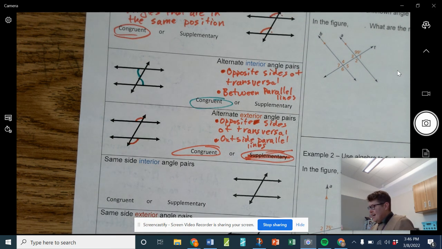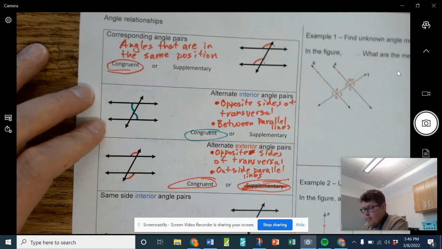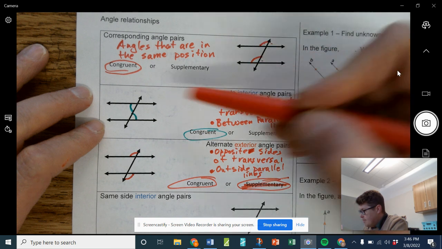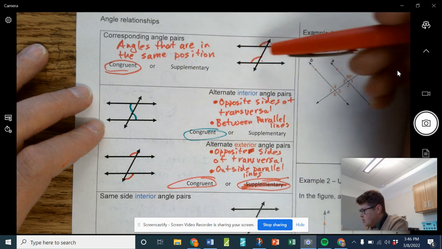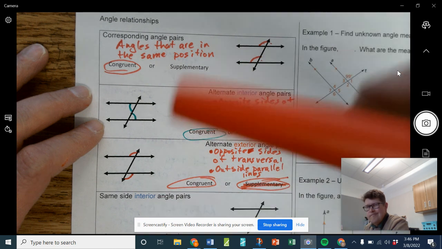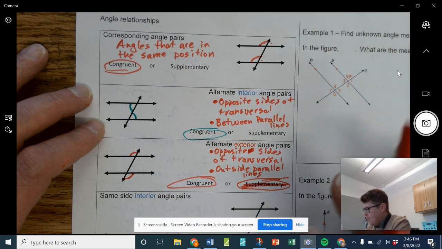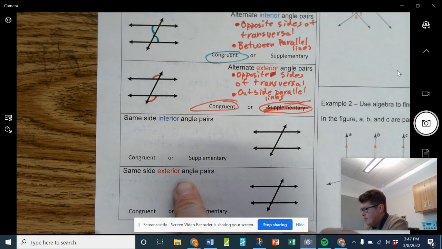Sorry about that. Okay, so the first 3 relationships we've talked about are all congruent, right? The angles look the same, so they are the same, okay? Angles are in the same position. So again, these are on the same side of the transversal, okay? And then kind of like the same area on the parallel line, okay? Now we move on to the same side pairs. We have same side interior and same side exterior.